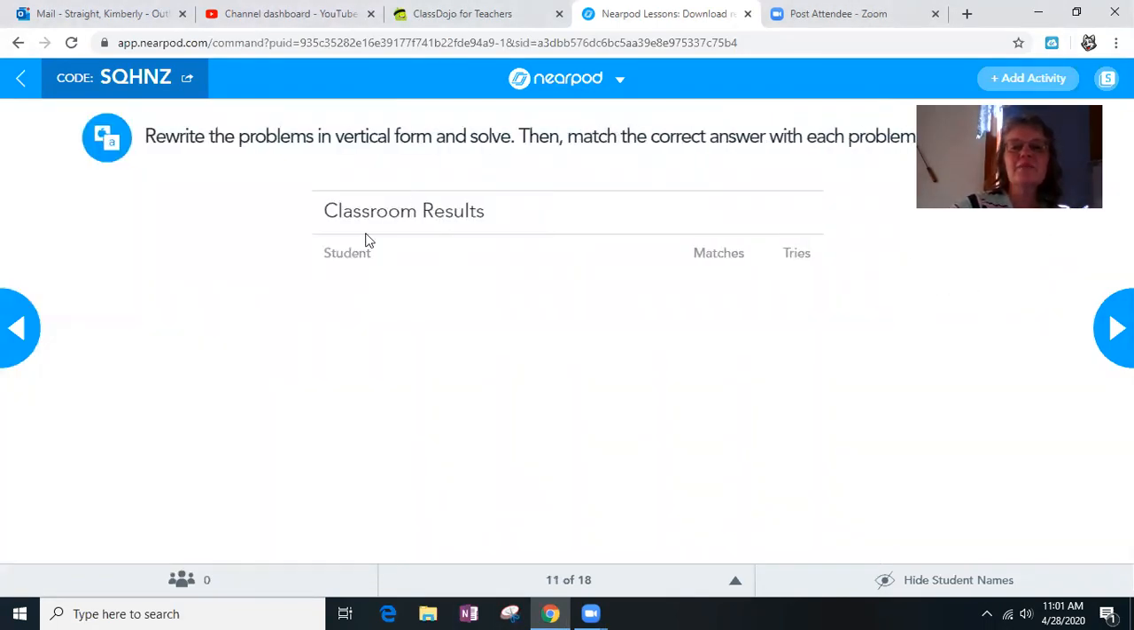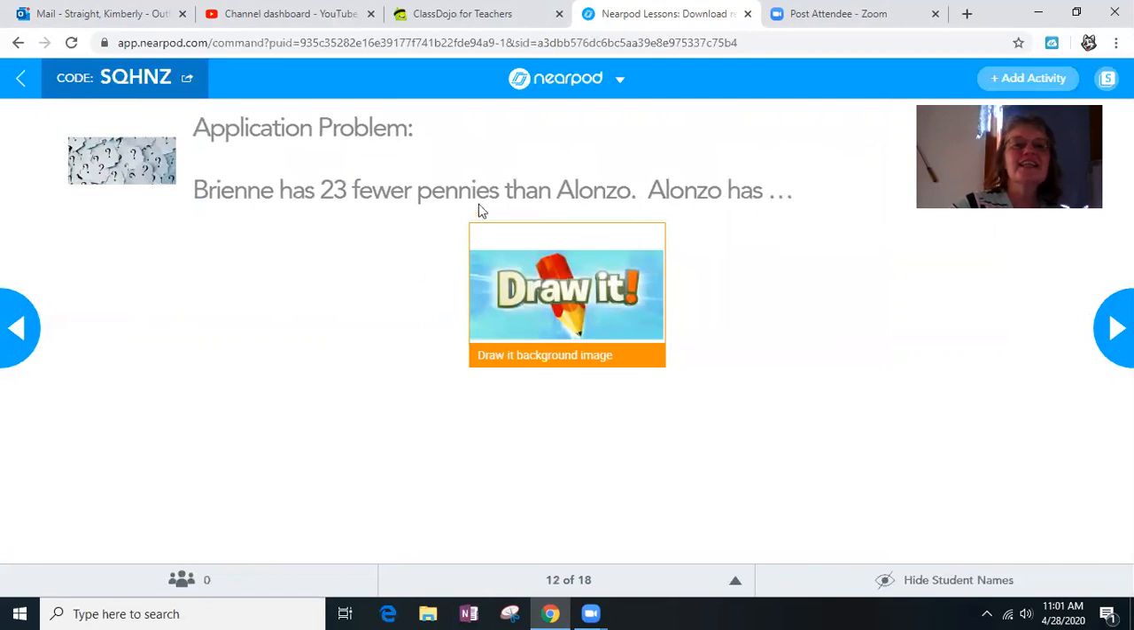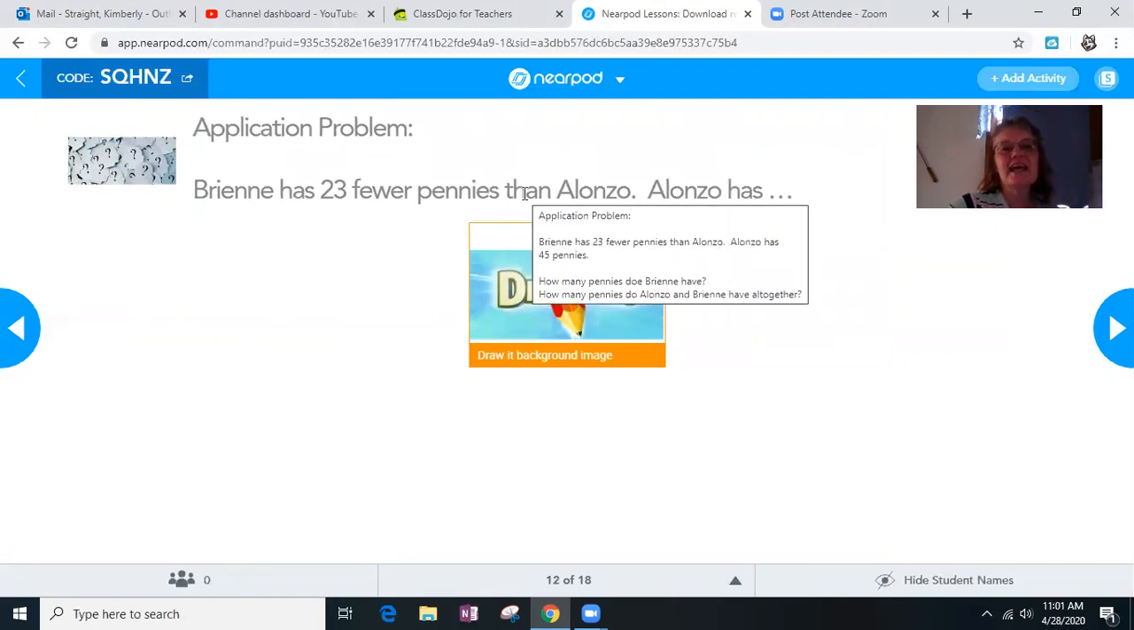These are the same problems. It's a memory game. The same 3 problems are on the previous slide, are on the Nearpod slide. So everybody is doing the same work. Now we have Brienne and Alonzo. So if Brienne has 23 fewer pennies than Alonzo, and Alonzo has 45 pennies, how many pennies does Brienne have? So if he's got 45, but she has some less, what are you going to do to solve the problem? That's right, you're going to subtract.